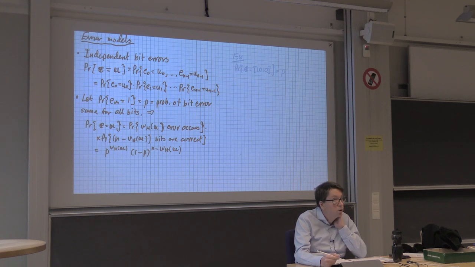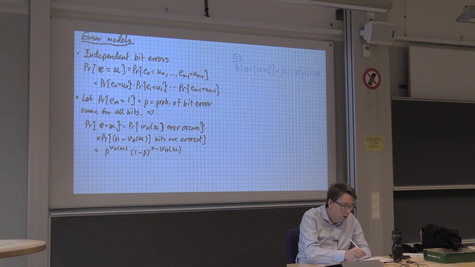So this is the contribution from the first bit position. The contribution from the second bit is that it should be correct, so it has a factor of 1 minus p. And then the third bit is p, and the fourth bit is 1 minus p. So we have one factor per bit position, and we simply go through them. First one error, second one okay, third one error, and fourth one correct. So it's p times 1 minus p times p times 1 minus p.